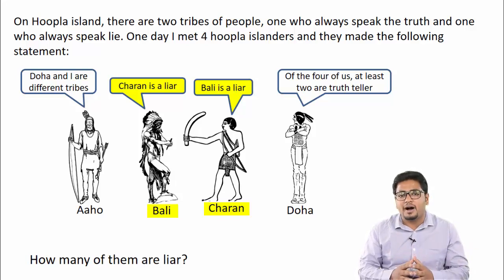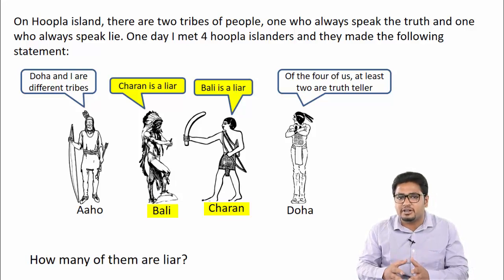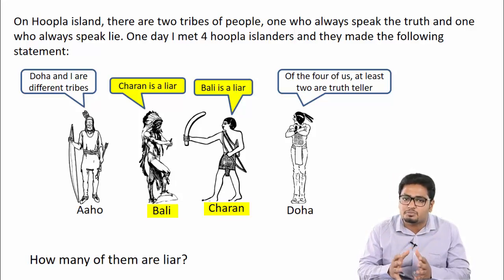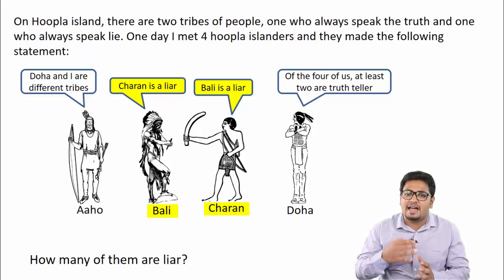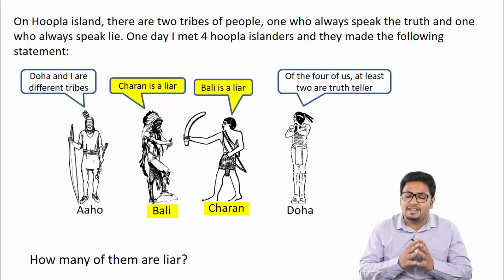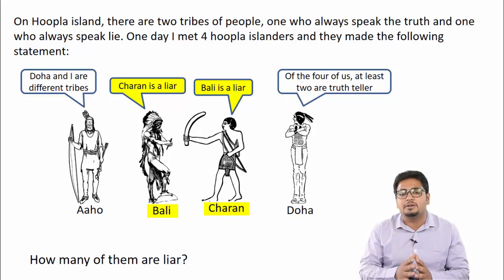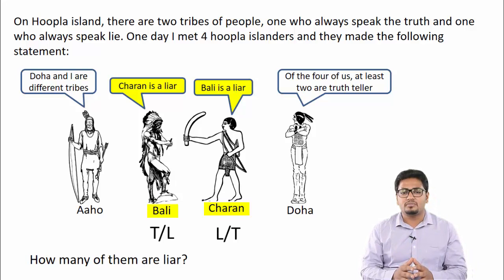If I assume Bali to be the truth teller, it means Bali is giving the right statement, which means Charan is the liar and he is speaking false about Bali. The same logic is applicable when you assume Charan to be the truth teller. That means exactly one of them is a liar. So we got one truth teller and one liar among the two people.